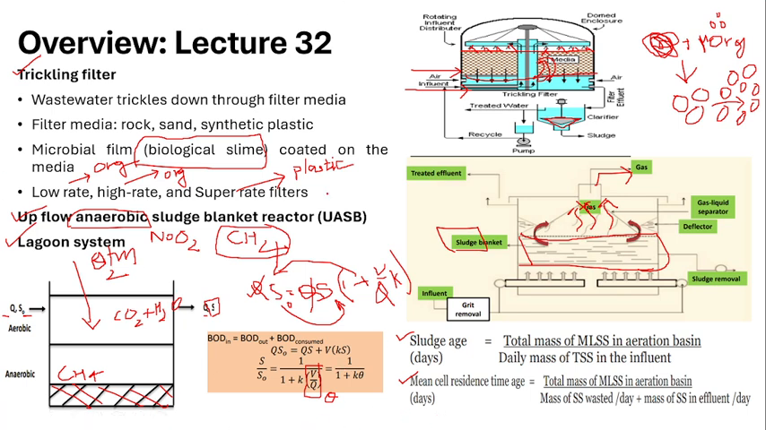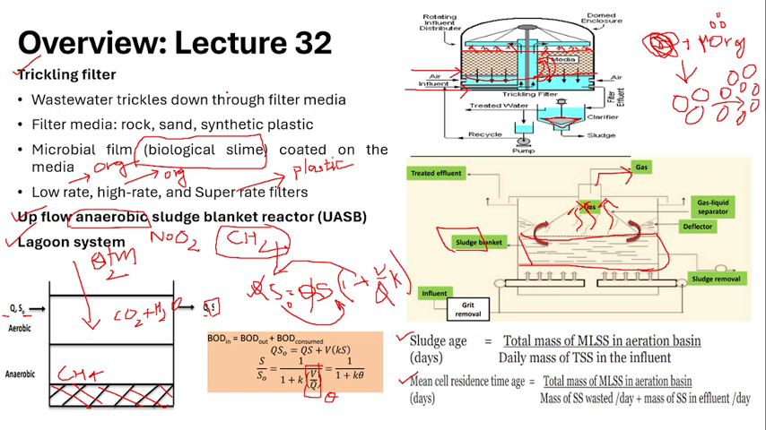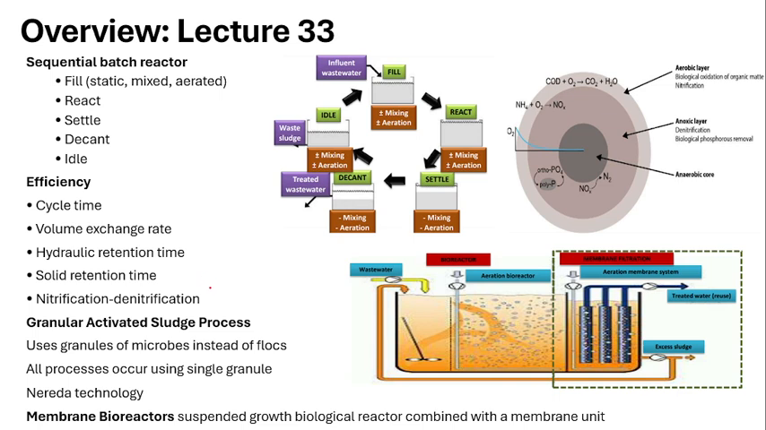Now we have seen the secondary treatment equipment: the activated sludge process, next the trickling filter, then the upflow anaerobic sludge blanket reactor, and finally the lagoon system. Now we will see some other methods. Lecture 33 deals with the sequential batch reactor, the granular activated sludge process and membrane bioreactors. So, coming to the sequential batch reactor.